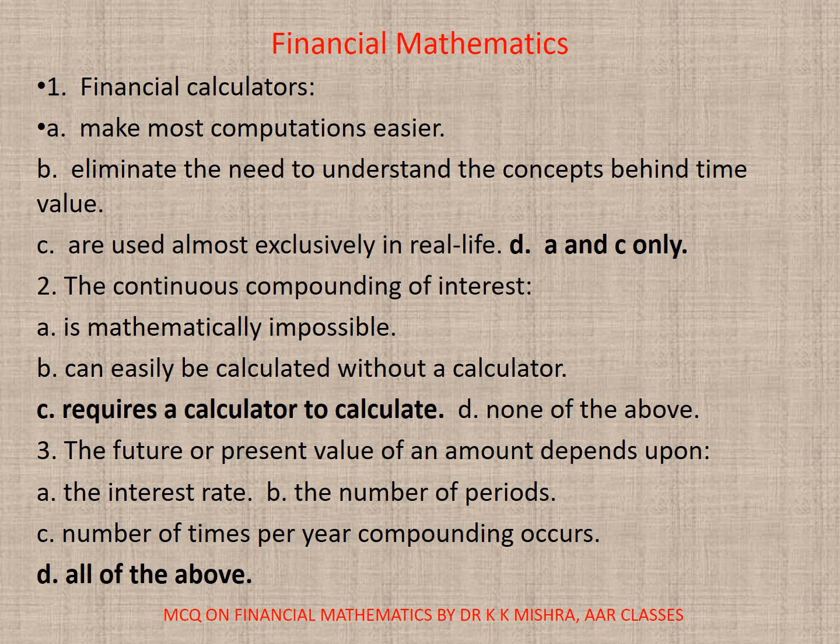2. The continuous compounding of interest, the correct option is C, requires a calculator to calculate. 3. The future or present value of an amount depends upon A, the interest rate, B, the number of periods, C, the number of times per year compounding occurs, D, all. The correct option is D, all.